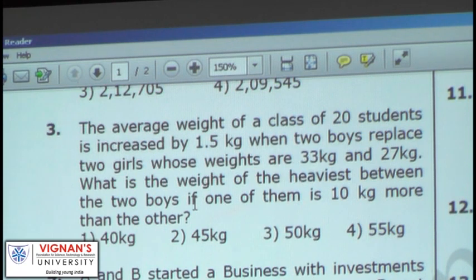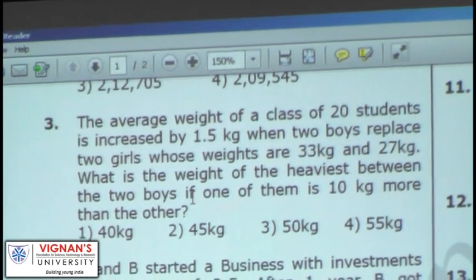Next one. The average weight of a class of 20 students is increased by 1.5 kg when 2 boys replace 2 girls whose weights are 33 and 27 kg. What is the weight of the heaviest between the 2 boys? One of them is 10 kg more than the other.